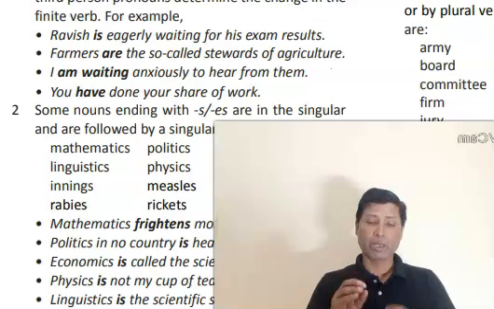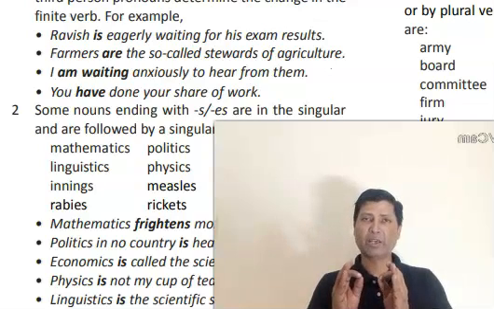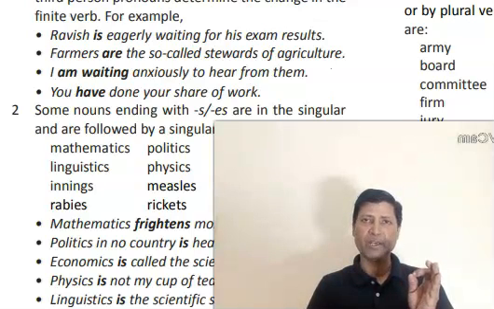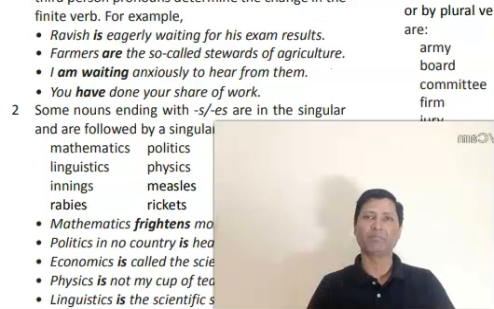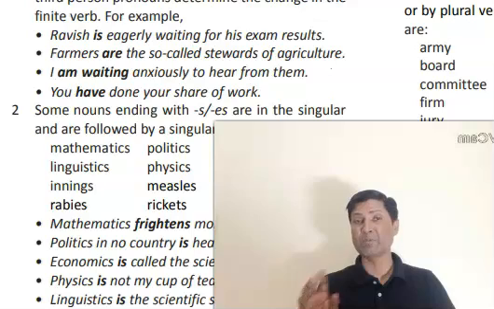So, in subject and verb agreement, you have to take care of 2 elements in a sentence: subject and finite verb. What is a subject? A subject is a noun or a pronoun about which the sentence is talking about. What is a finite verb? A finite verb is a verb that changes according to the subject. What does it mean? A finite verb changes according to the subject.